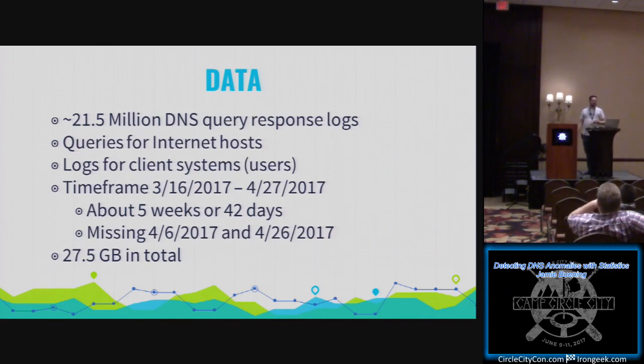The time frame was March 16th to April 27th. That's about five whole weeks, or 42 days. The data set was missing 2 days, the 6th and the 26th of April. And in total, the raw data was 27.5 gigabytes. Once you bring it in and you change some of those string values to integers and date time formats, it shrinks down quite a bit. And of course, we throw out some of the extraneous text as well, so it ends up being less actually in memory.